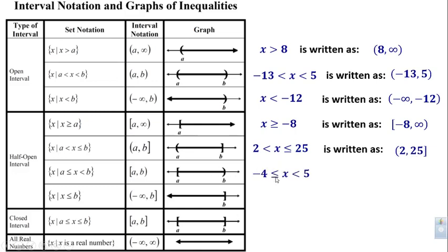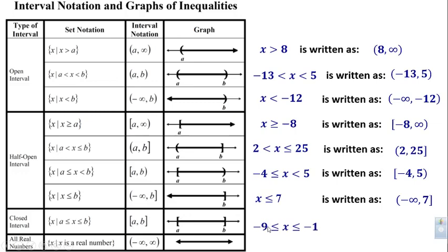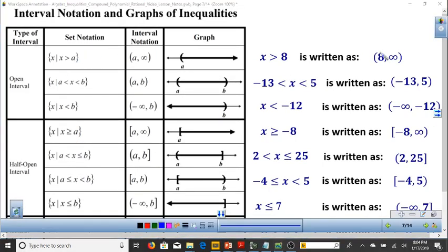Then it works the other way as well. We start at negative 4 and end at 5. If you notice, we always go from the lesser number to the greater number, and that's how you write the interval. In this case, x is less than or equal to 7. That means we're shading to the left of 7, but we're putting a bracket there. So the number on the left is negative infinity, and the number on the right is 7 with a bracket. In this case, it's pretty easy: it starts at a number and ends at a number, bracket negative 9 comma negative 1 bracket. And when you're using all real numbers, the result is just negative infinity to infinity.